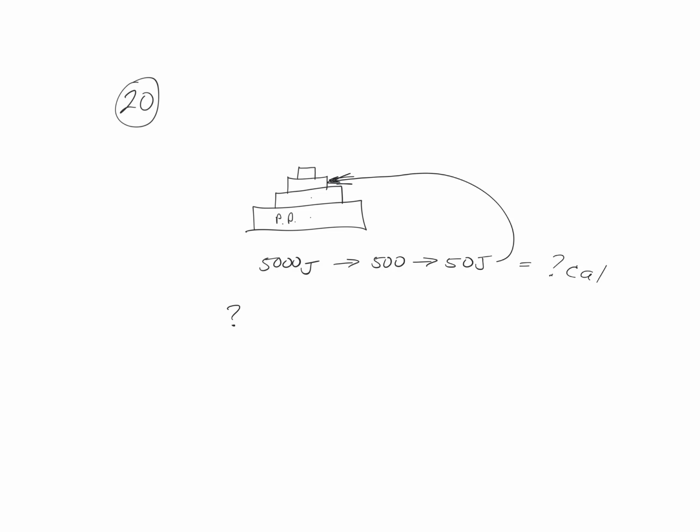So we can write how many calories over 50 joules equals 1 calorie over 4.18 joules. So all we need to do is multiply both sides by 50, and we get 50 divided by 4.18, which is going to be around 12 or so. That is 11.96. So the answer is A. You could also just do it on your calculator, 50 divided by 4.18, and you'll get the answer that way.